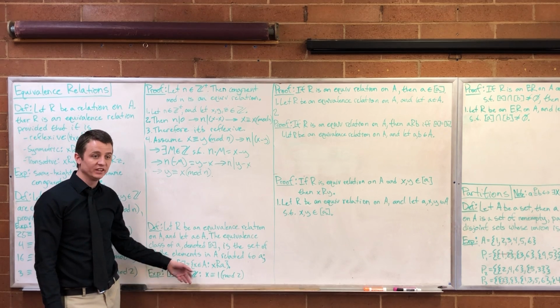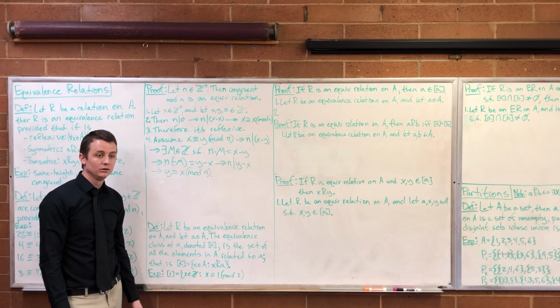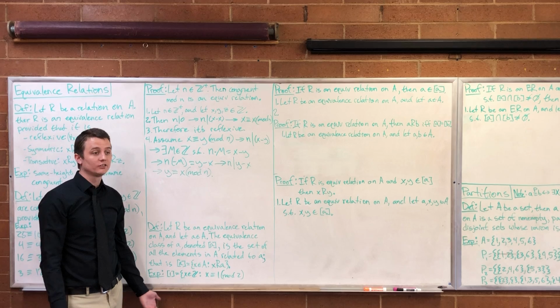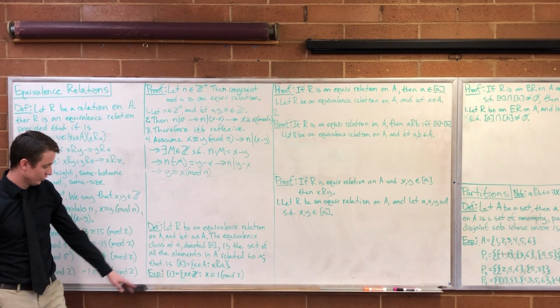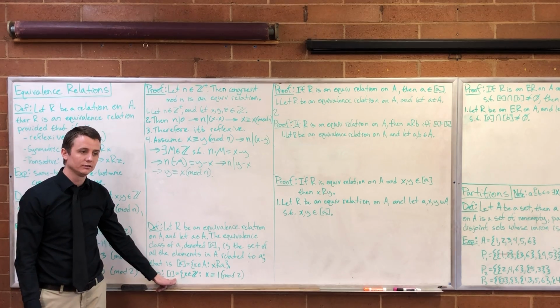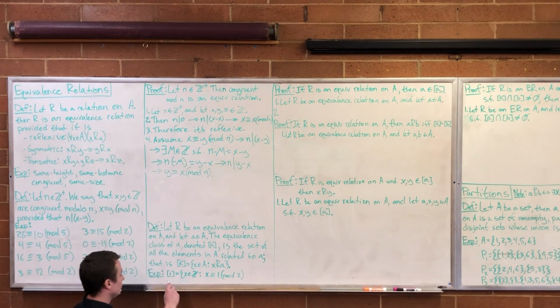What's in there? Is 1 in there? Yeah. Is 2? No. All odd numbers. All the odds are 1, 3, 5, negative 1, negative 3, negative 5. All the odd integers would be in this equivalence class. What about this equivalence class?